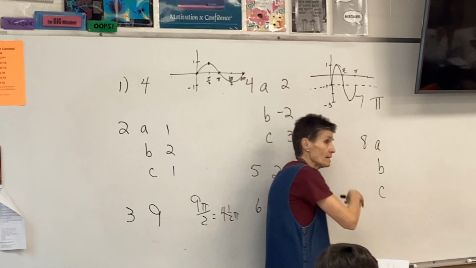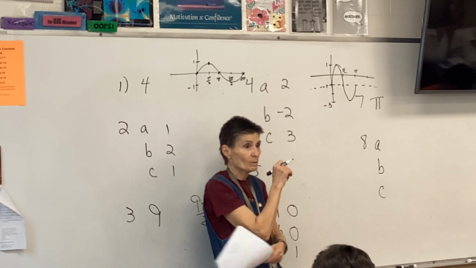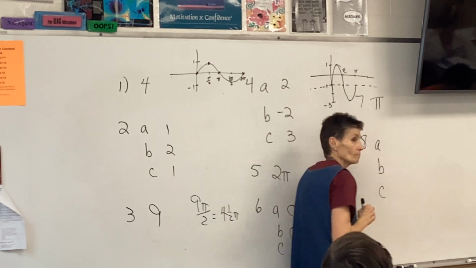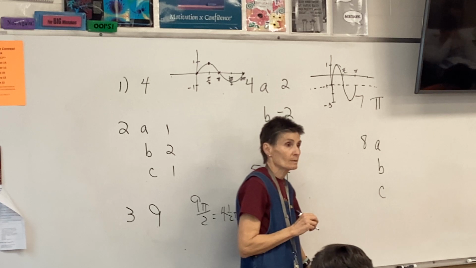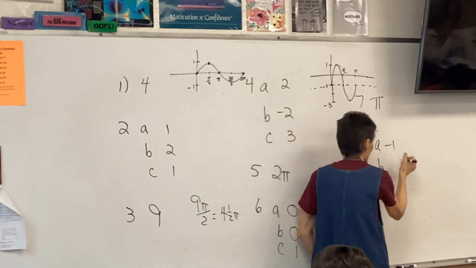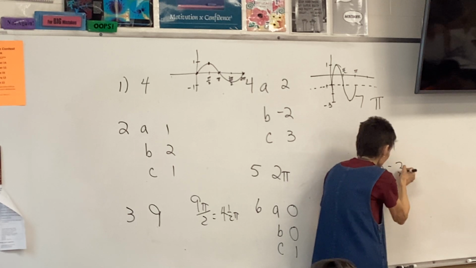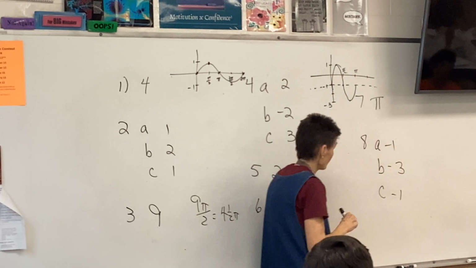Anybody get A, B, and C? I don't know how far you got. Anybody get A, B, and C for number 8? Raina, what did you guys get? We didn't get that far. A is -1, -3, -1. Is that what you said? Yeah. Okay. What do the rest of us think?